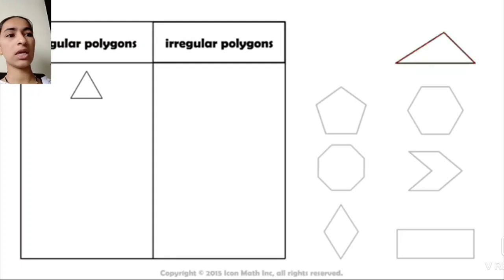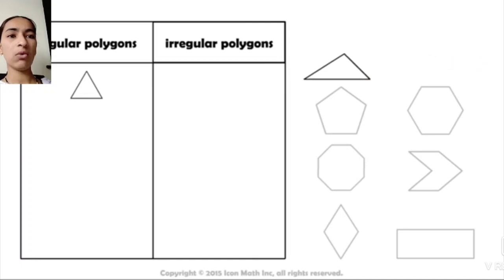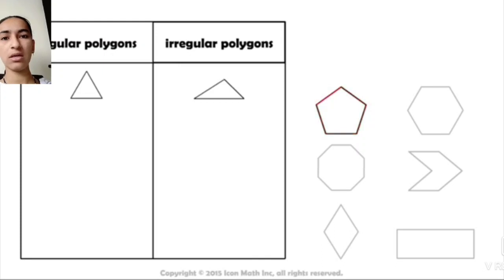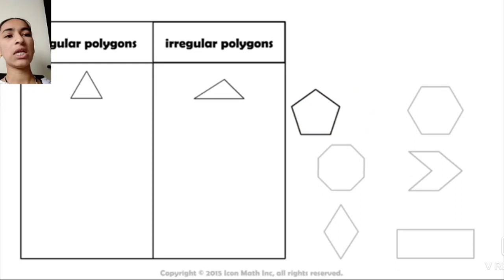Now see the second one. We have to check if all sides are equal. No, all sides are not equal, so it should be irregular. Students, like this we have to classify which are irregular and which are regular. Now you can see the third figure. All sides are equal. Now see the angles. If the angles are also equal, you can check with the help of a protractor. This is an example of regular polygon because all angles and sides are equal.